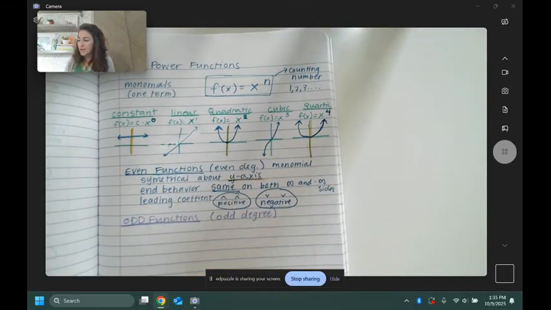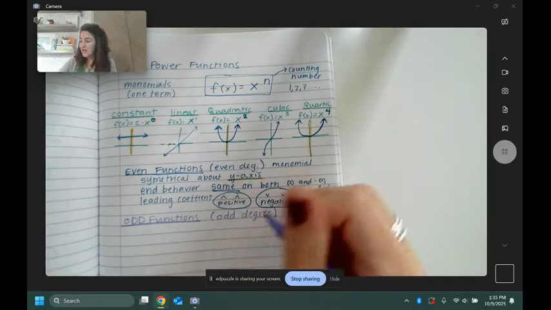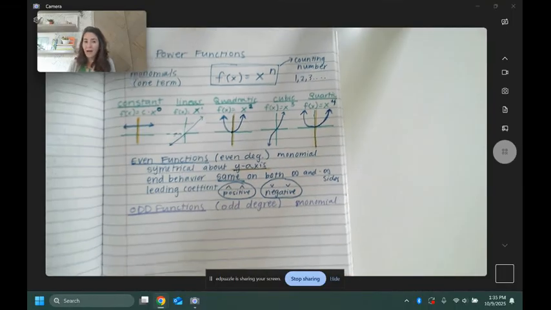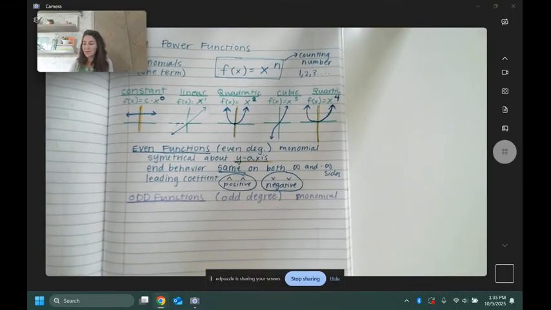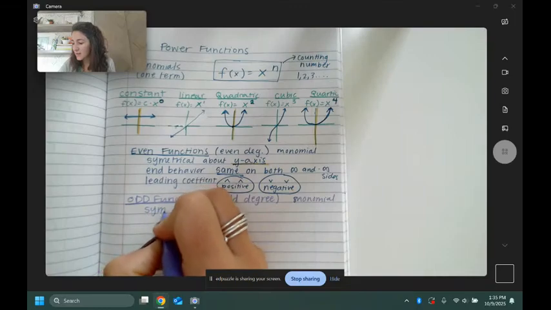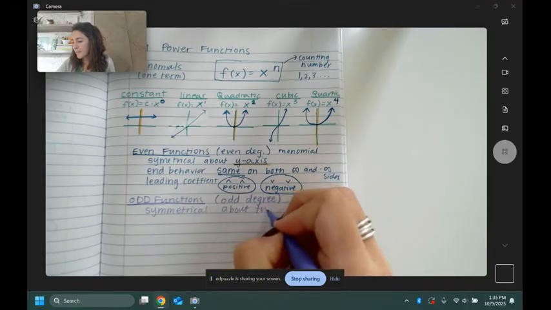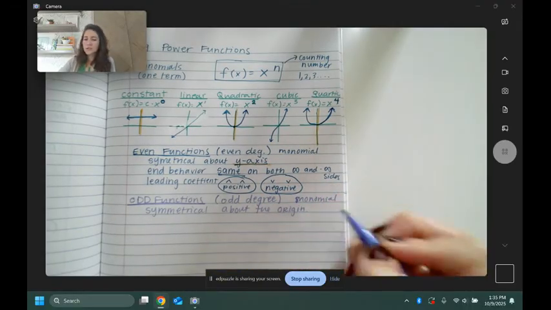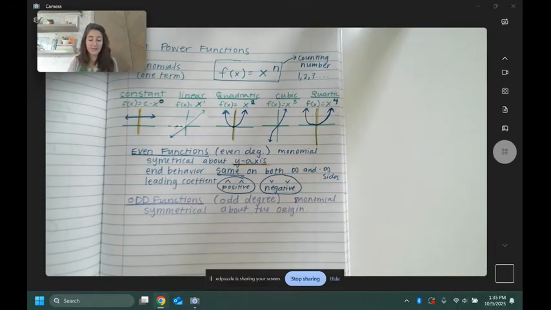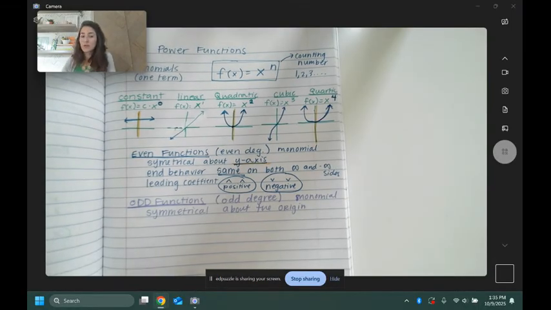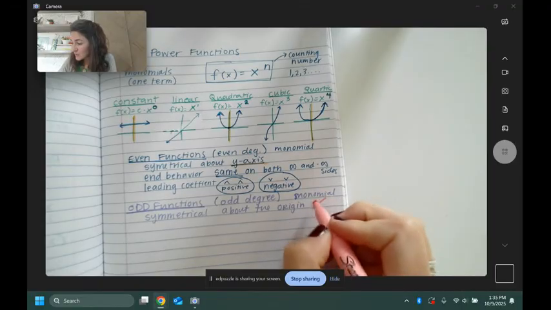Again, a monomial for this odd function. So how it is symmetrical, they call it symmetrical about the origin. Origin, remember, is that very middle of the graph, 0,0. And it's kind of tricky to visualize the origin symmetry, but I see it as like a rotation, but basically it's going to reflect, because symmetry is a reflection.